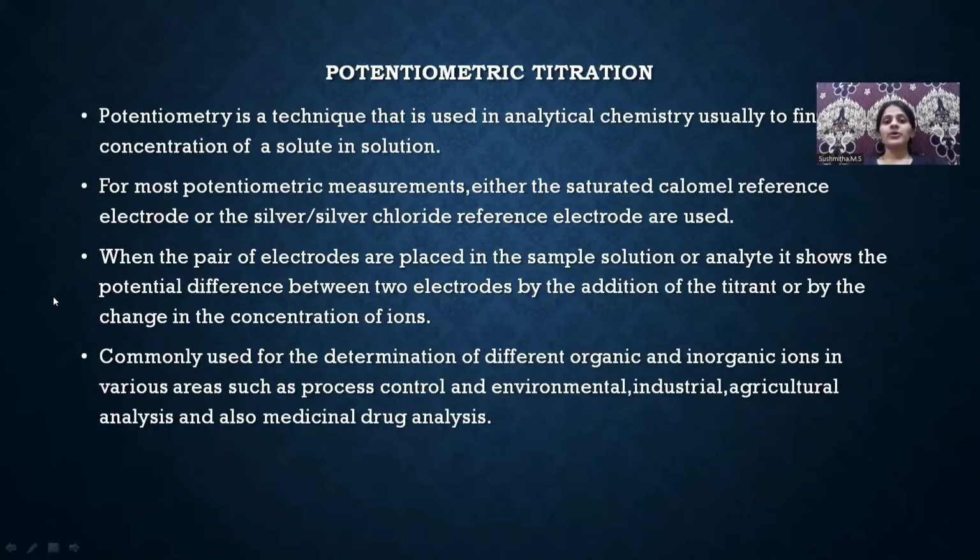Let us move on to potentiometric titration. Potentiometry is a technique used in analytical chemistry, usually to find the concentration of a solute in solution. For most potentiometric measurements, either the saturated calomel reference electrode or the silver-silver chloride reference electrode is used. When the pair of electrodes is placed in the sample solution or analyte, it shows the potential difference between the two electrodes by the addition of the titrant or by the change in the concentration of ions.